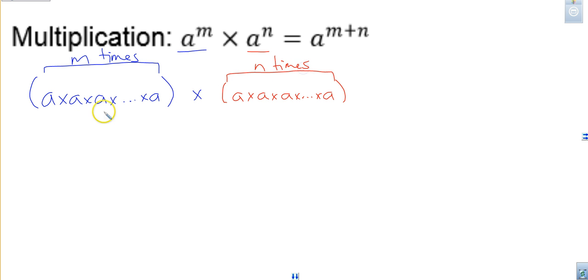Now, just looking at it expanded like this, remembering that exponents mean that we're multiplying the base that number of times, how many a's do we have in total here? A times a times a, and so on, for m number of times, and a times a for n number of times. So what that would work out to be is that you now have m plus n number of a's. So that's why the multiplication rule works.